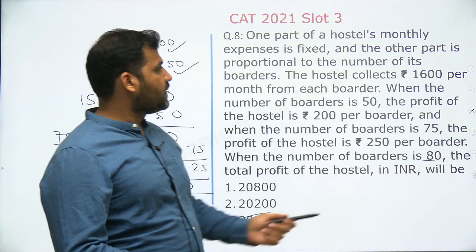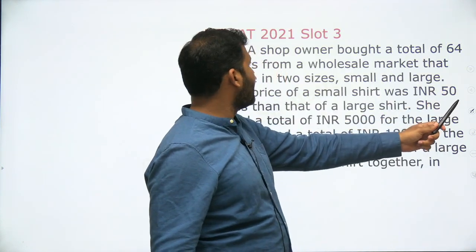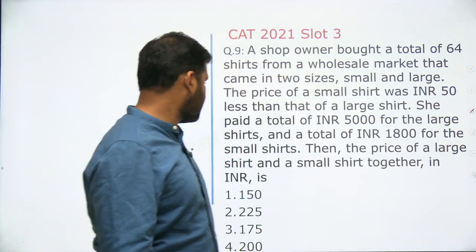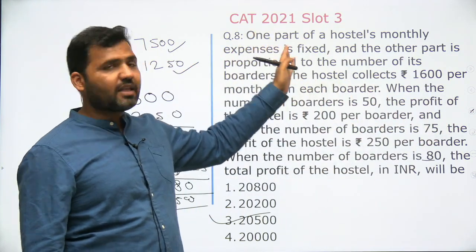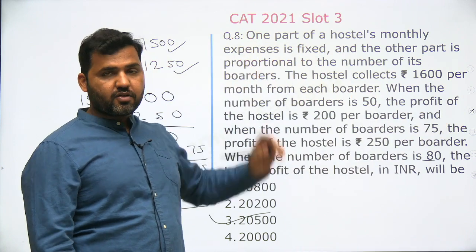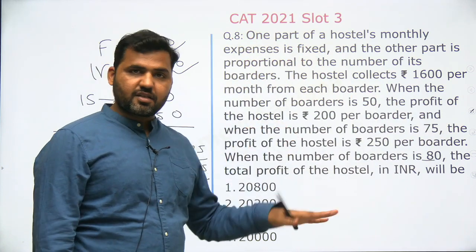So guys, these were the arithmetic questions, right? I will be discussing the rest of the questions in the next session, guys. So we have covered 8 questions of slot 3, CAT 2021. The rest of the questions will be discussed in the next part of the video.